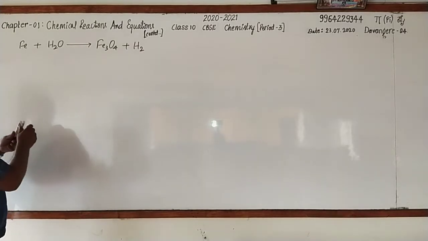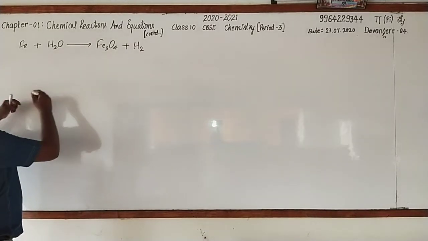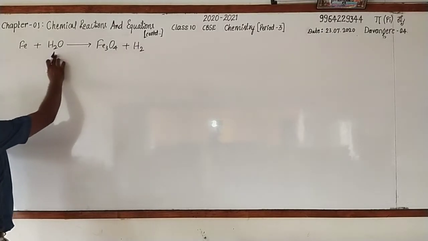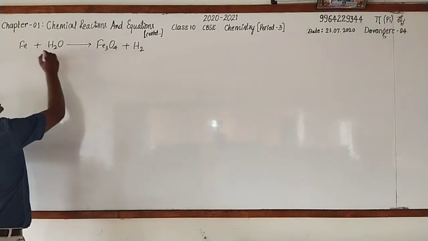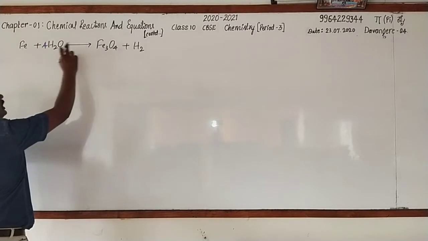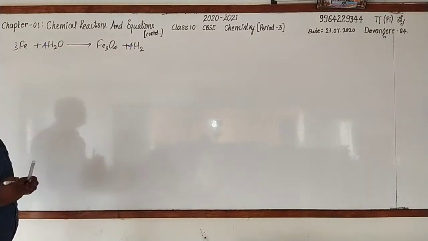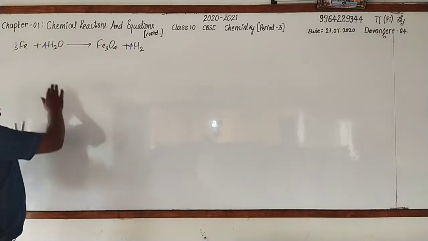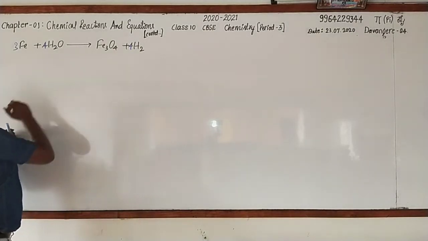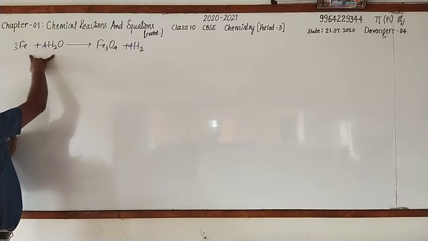Once I go for writing it, oxygen. Sorry, first we balanced oxygen. Here it is 4. Then hydrogen, it is 4. Then iron. It is a balanced chemical equation. Then observe this chemical equation. Here, iron and water, nothing but steam.